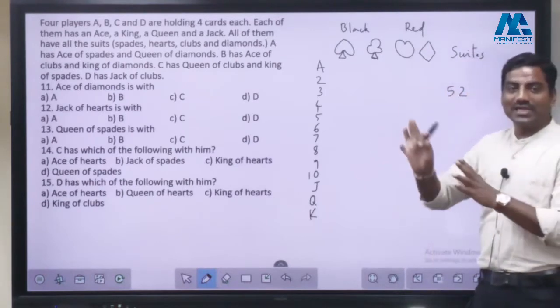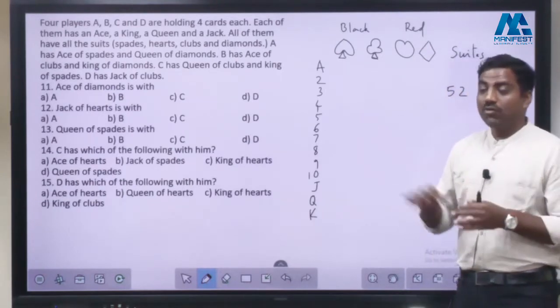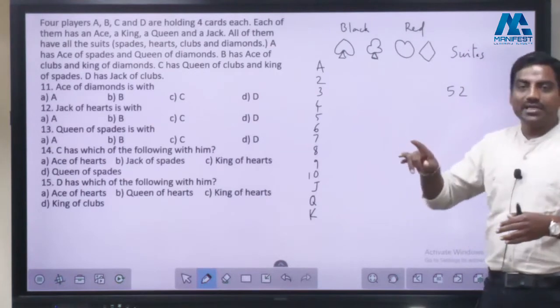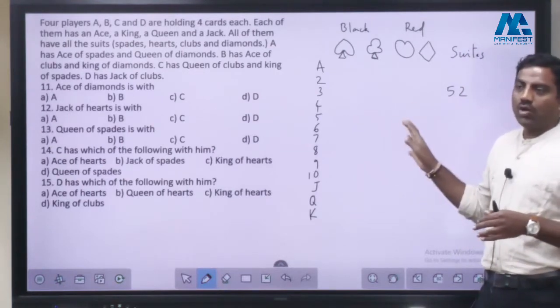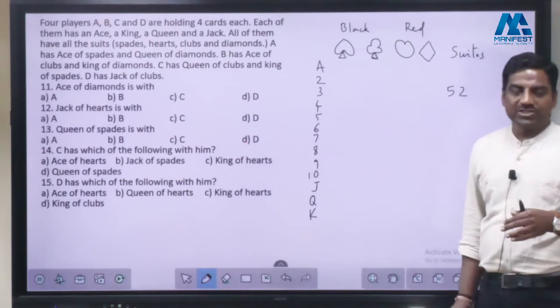Fine. So 52 cards done. Why am I teaching in detail? Because I need it in probability. So better you know now. In probability, you will not waste much time on this.